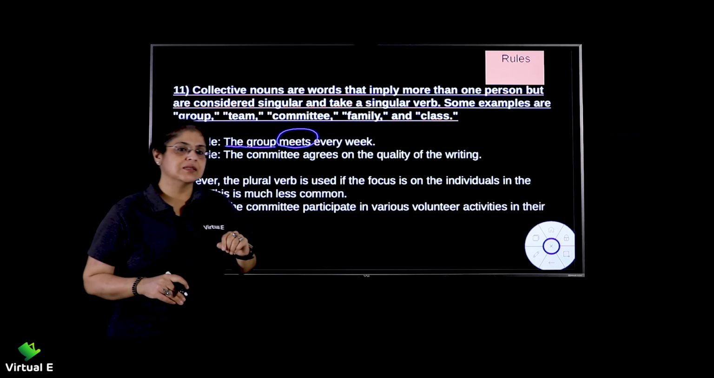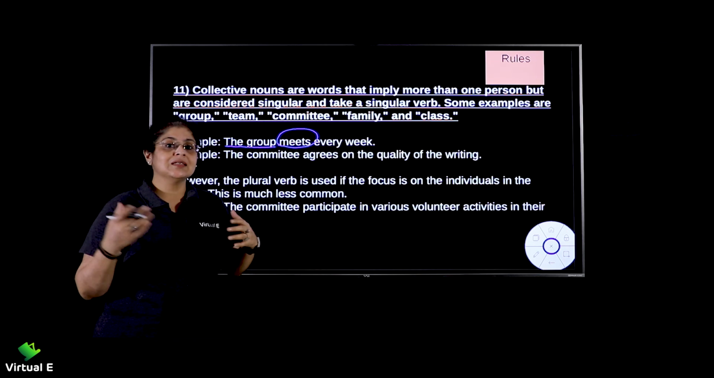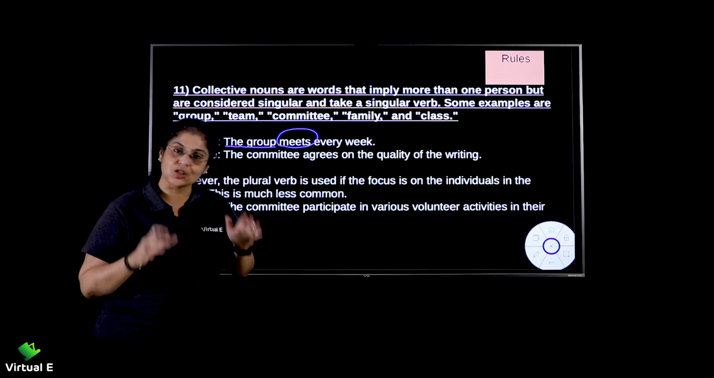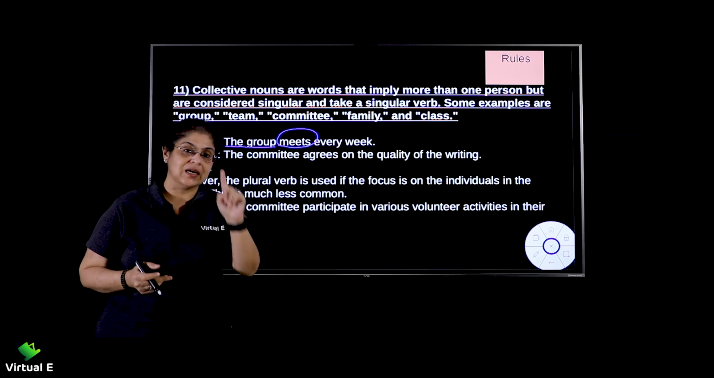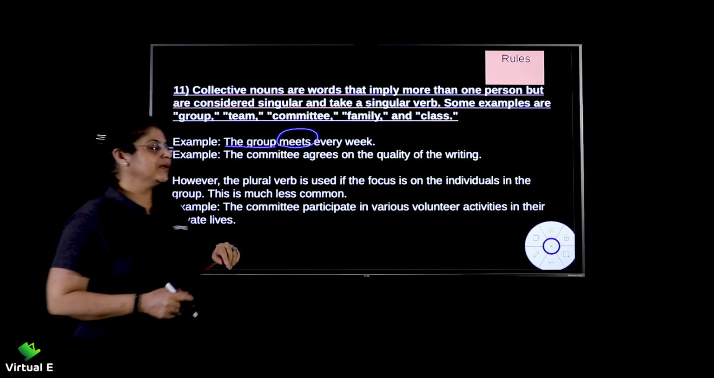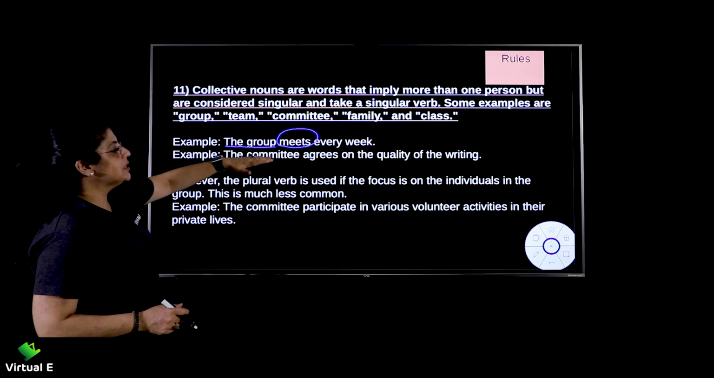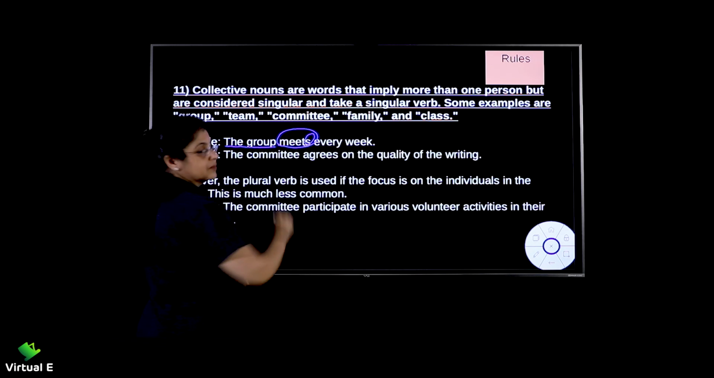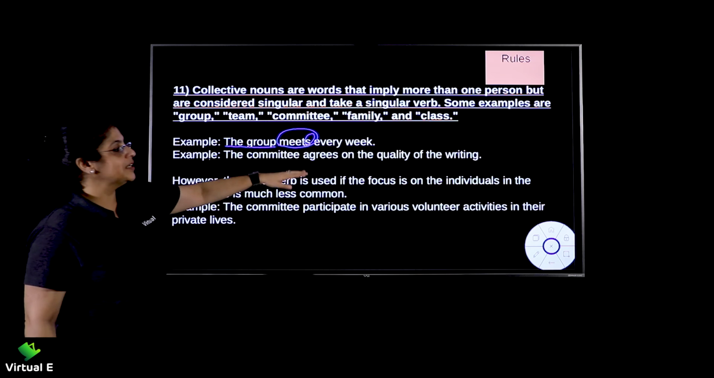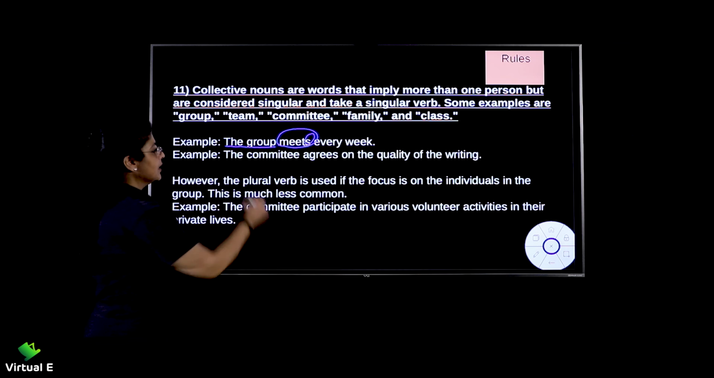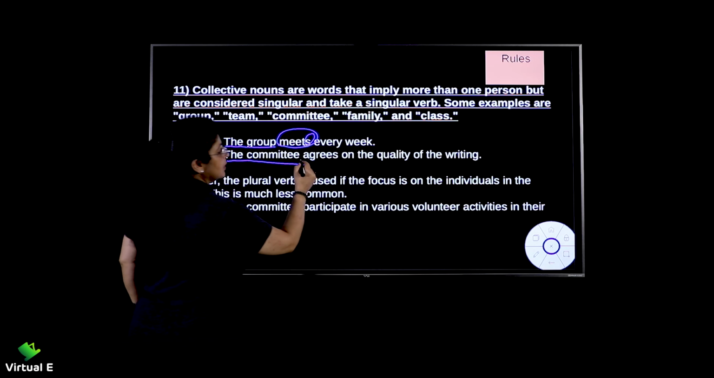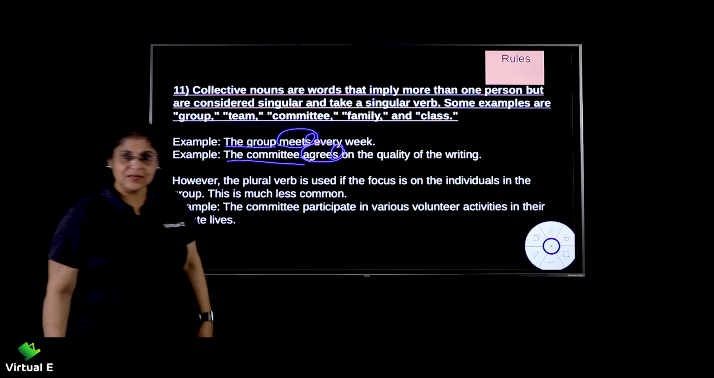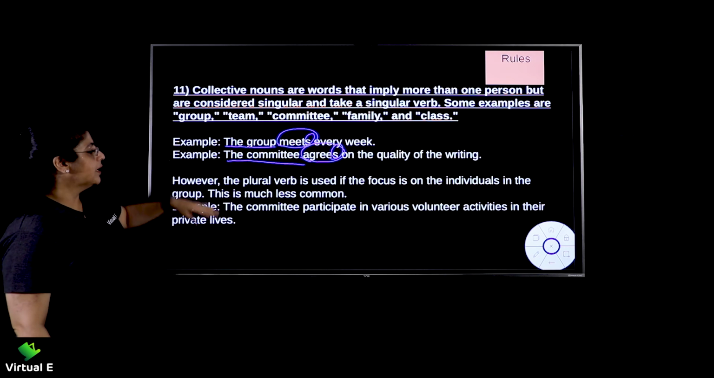Let's talk about your class. We say the class is making noise. The class, meaning the students in the class. Students are many, but class is one. So that is how we get to know it. Again, the committee agrees, and singular means S. So do you see the S as well? Yes. The committee agrees on the quality of the writing. Committee, collective noun. Agrees, singular. S, singular. Simple? Yes. Let's keep going.